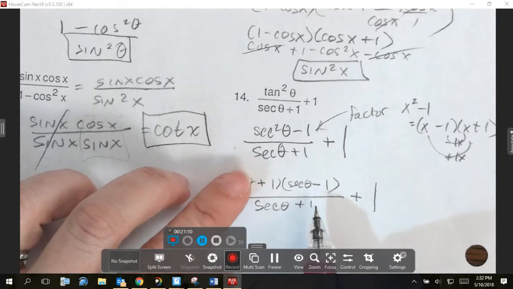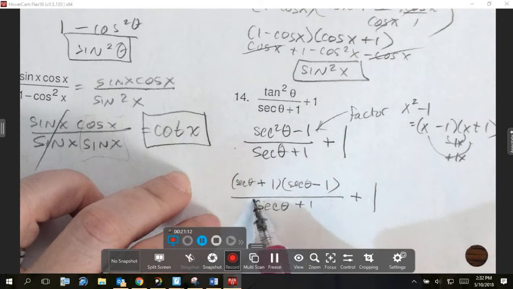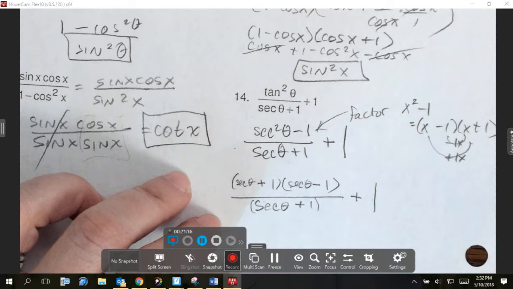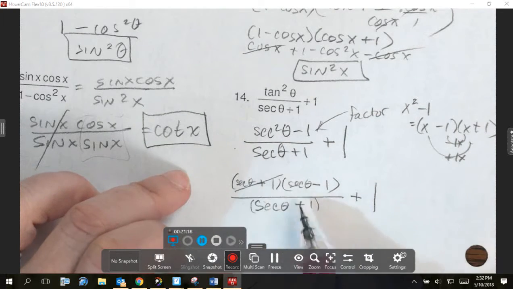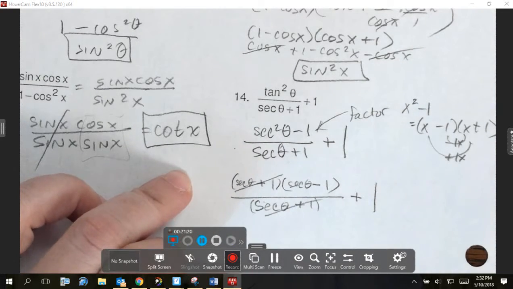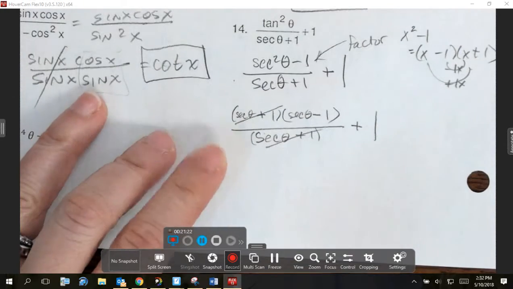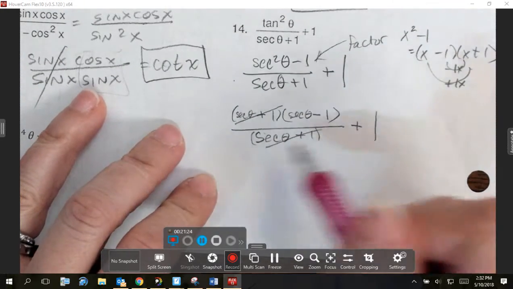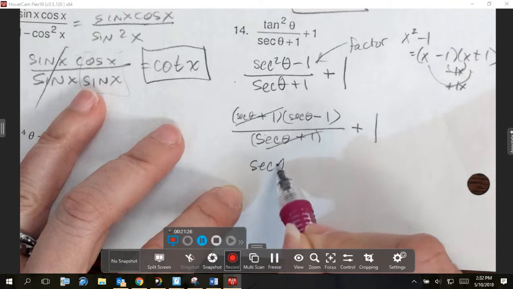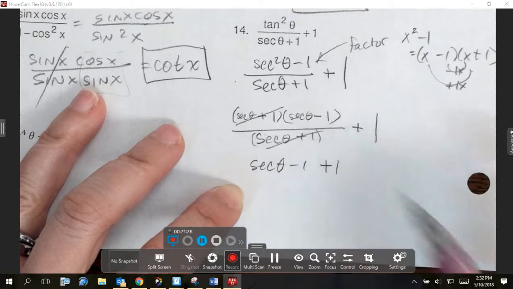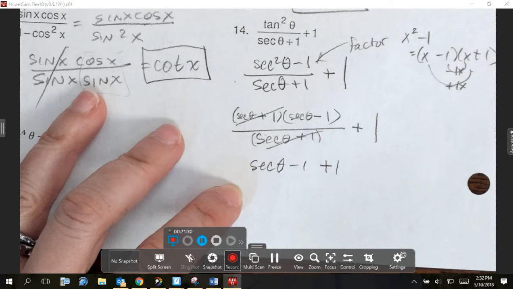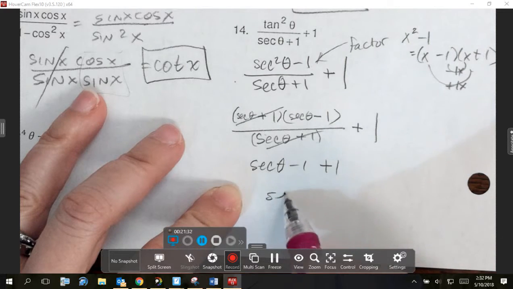So I factor the top, and when I factor the top it is exactly the same as the entire bottom. So since the top is factored, I can cancel out the entire factor with the entire denominator. So what is left is secant theta minus 1 and then plus 1. And if I minus 1 plus 1, then I just really have secant theta.